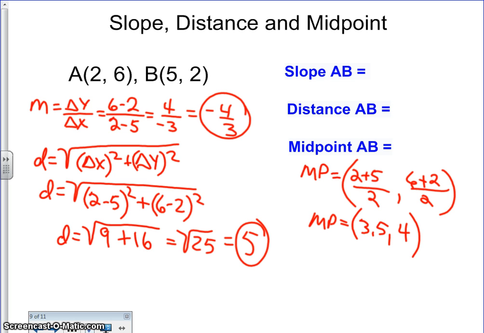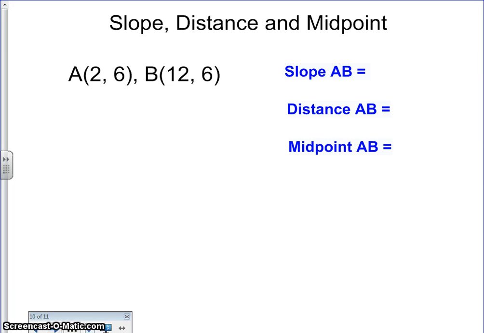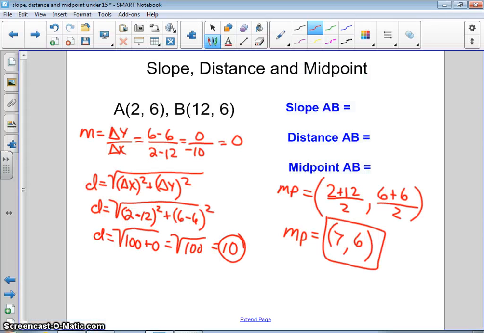So go ahead and use this as your guide if you need to, and I've got one for you to try. So go ahead and hit pause right now and give this one a try. Okay, so I'm almost out of time. I've got the solution here for you on the board. The slope of this one is going to be 0 because you're going to get 6 minus 6 on the top. The distance of this line is going to be 10, and the midpoint is going to be 7, 6.